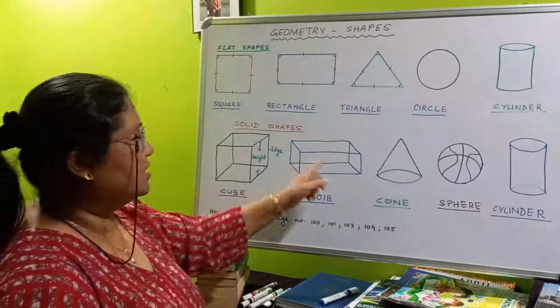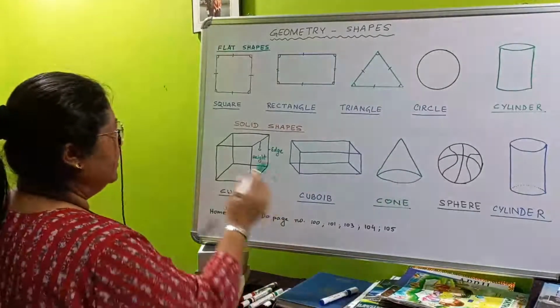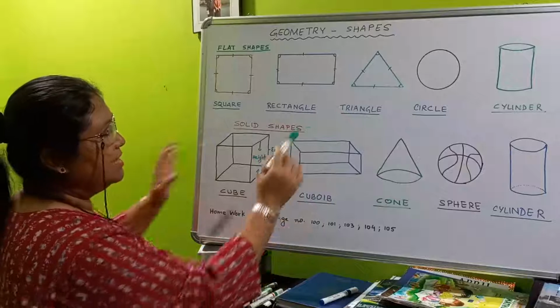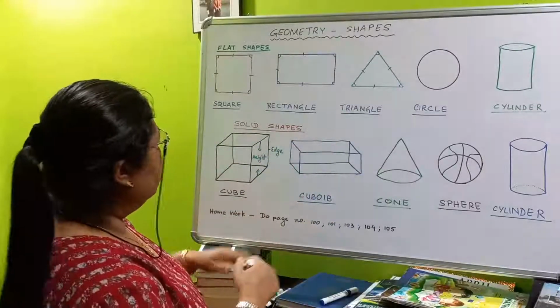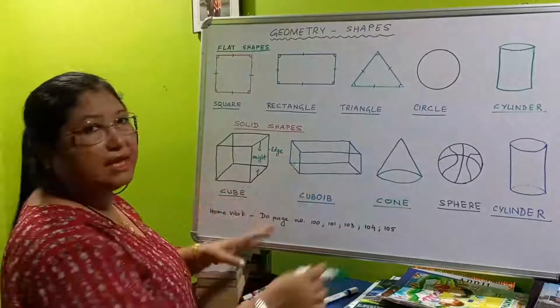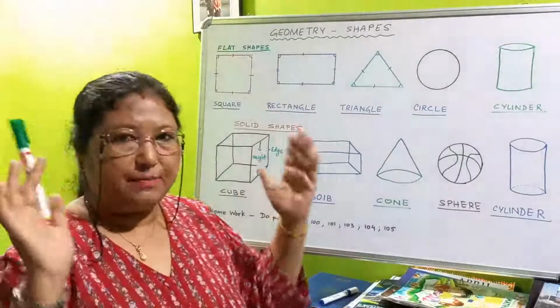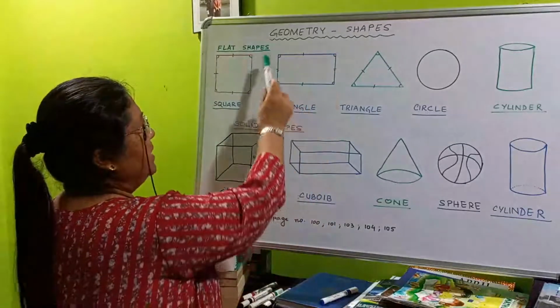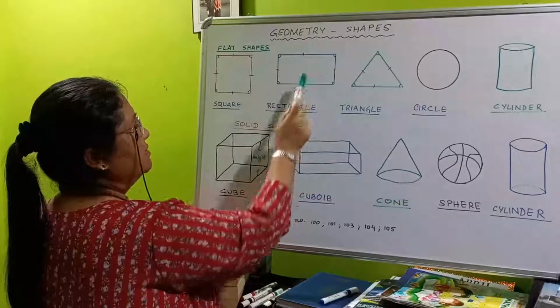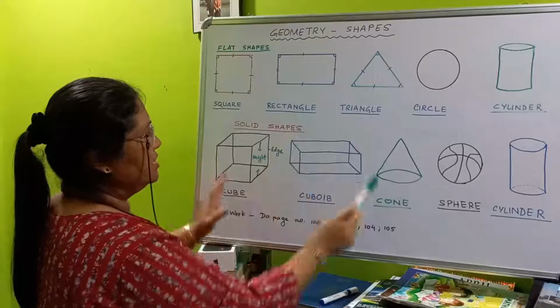Now next is cuboid. Cuboid is also the same. It has the same number of corners, the same number of sides, and the same height, everything. This cube and cuboid are the same, but only the shape is different. Okay. Now in a plane surface or flat surface it is called a rectangle, or if it is in a solid surface it is called a cuboid.